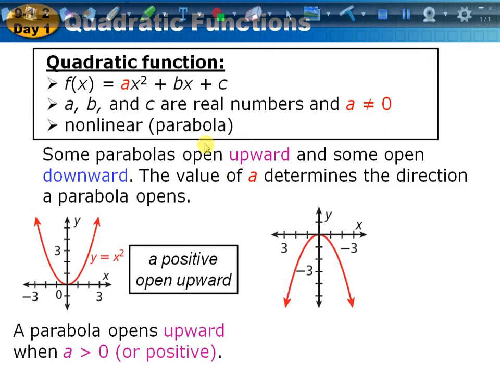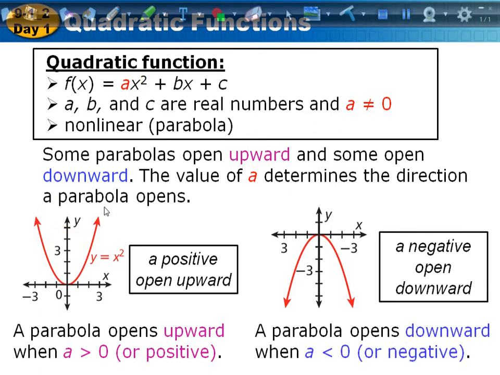When a is positive, in other words, this number in front of the x squared is positive, it opens upward, meaning that your arrows are going up. If the a is negative, in other words, the number in front of the x squared is negative, it opens downward, meaning that the arrows are going down.